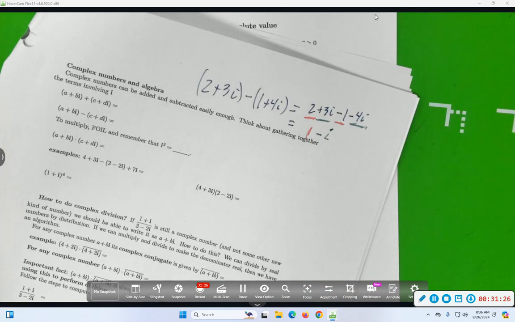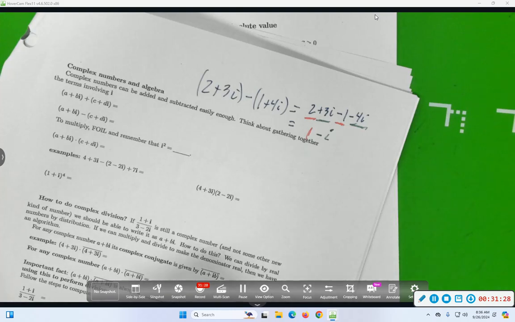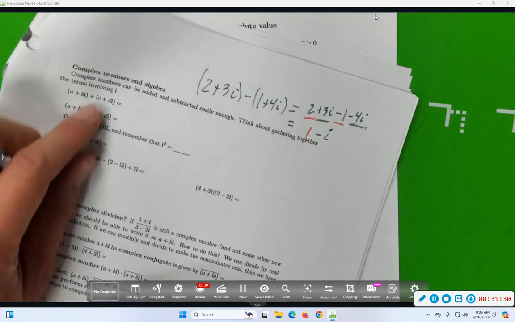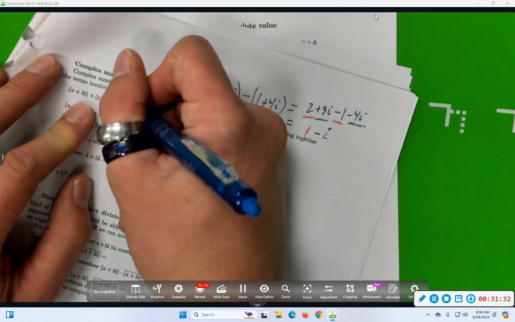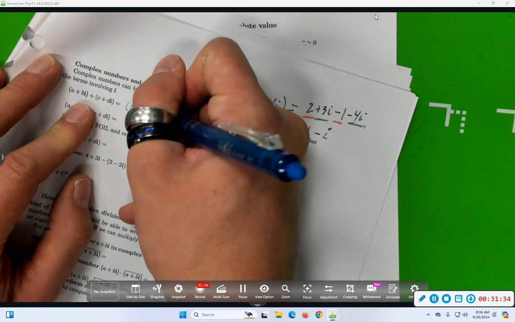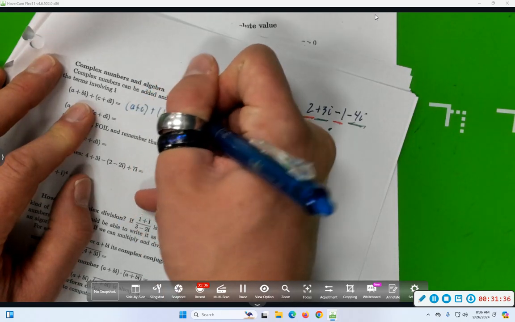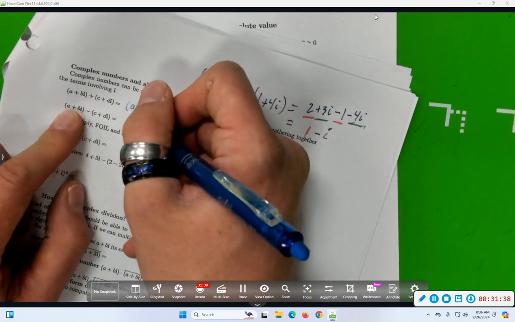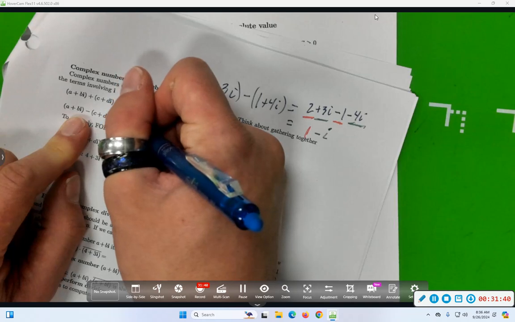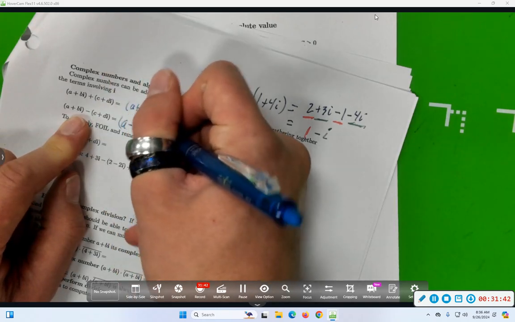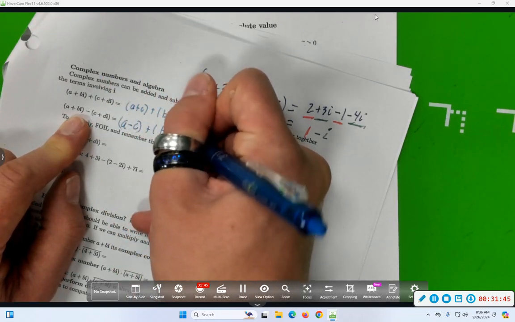So, whenever you want to add or subtract complex numbers, just do the most obvious thing. a plus bi plus c plus di is a plus c plus b plus d i. a plus bi minus c plus di is a minus c plus b minus d i.